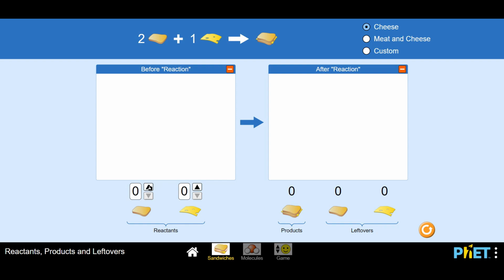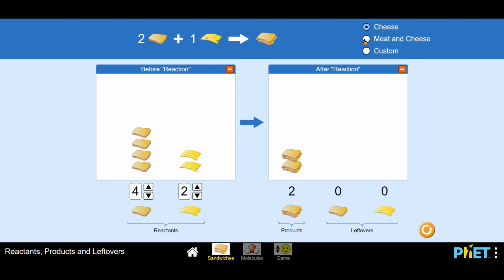And so if I put in exactly two pieces of bread and exactly one piece of cheese, then I've made one sandwich. But if I have an additional piece of cheese without adding any more bread, then that cheese is listed on the right as a leftover. That's because in order to make a sandwich using this chemical reaction, I can make exactly one sandwich only by having two pieces of bread and one piece of cheese. So it's not until I add two more pieces of bread that I make a second sandwich.